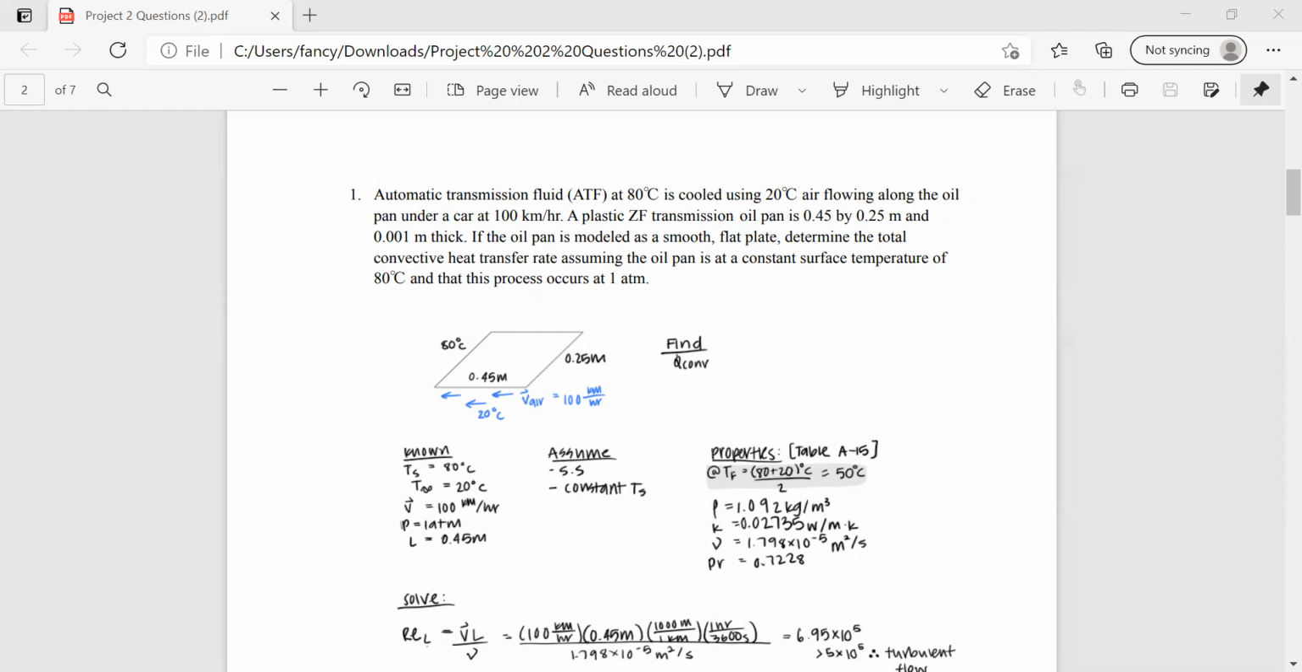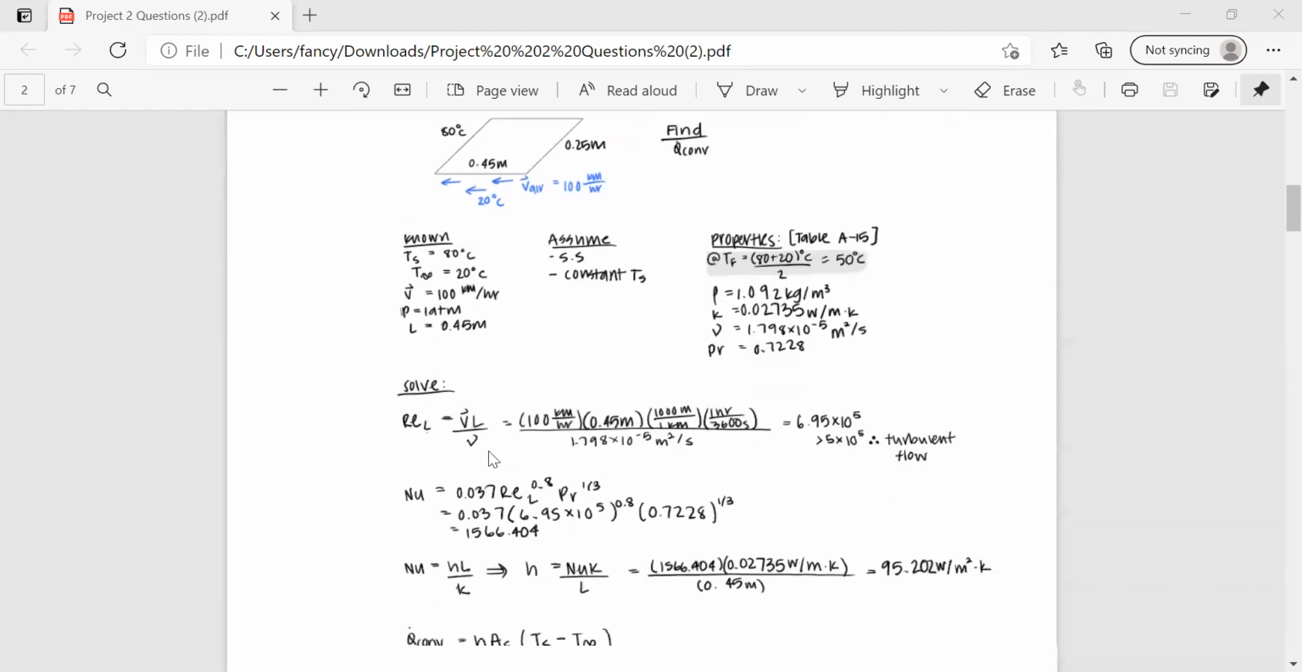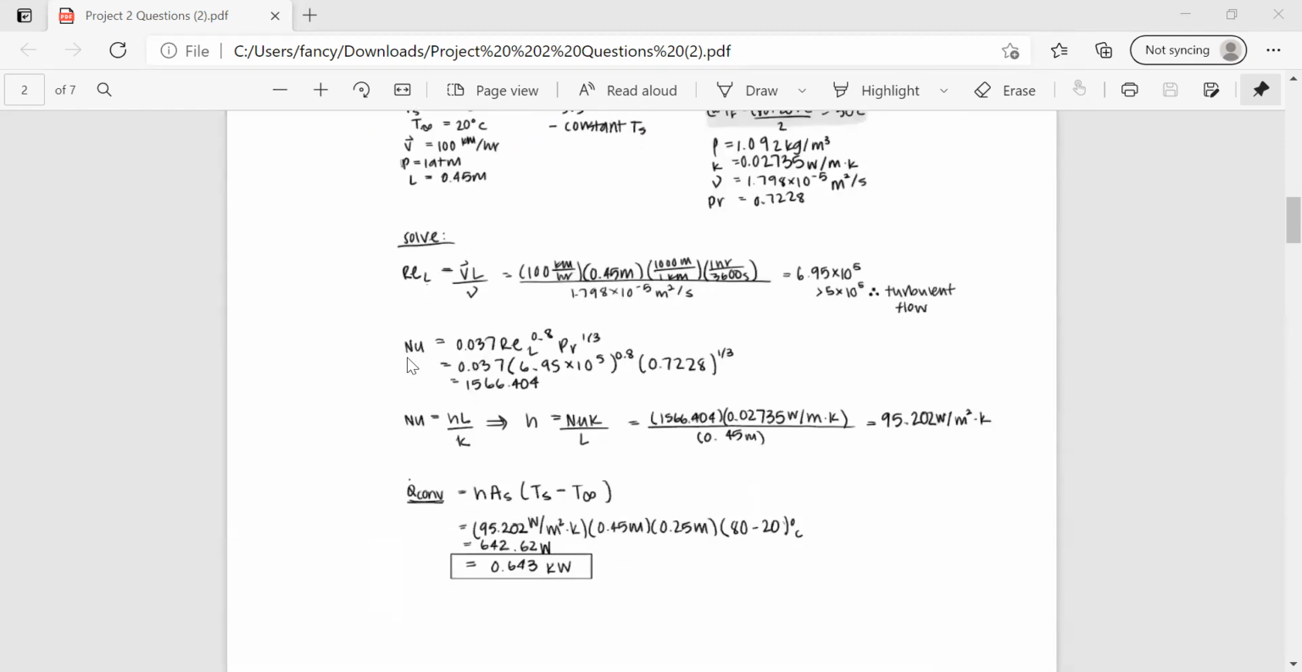And for the temperatures, you use the average temperature to get properties. And then external forced convection shows up in this equation because you have to find the heat transfer coefficient of air. And so you can start by finding the Reynolds number and determine whether it's laminar or turbulent. And then from that, you can find the Nusselt number, and then that leads you to the heat transfer coefficient.